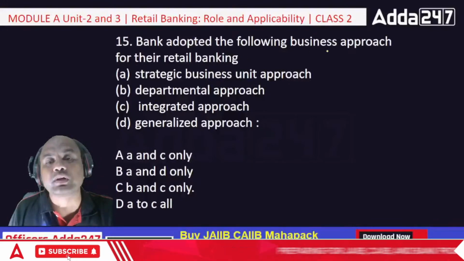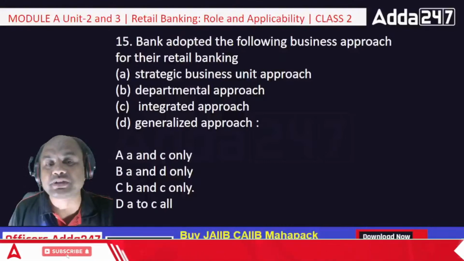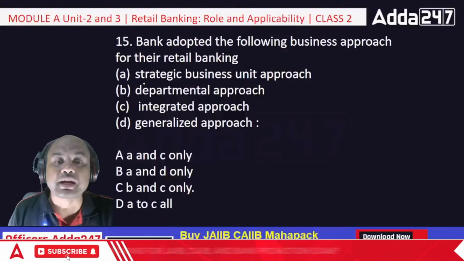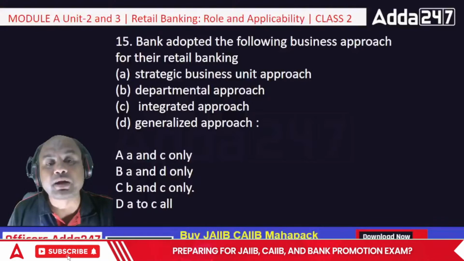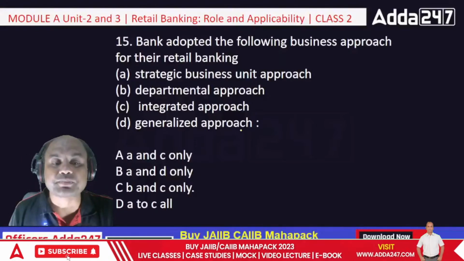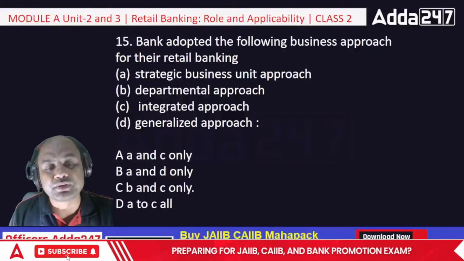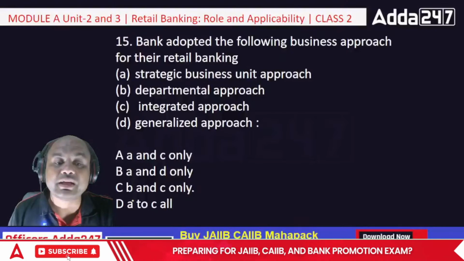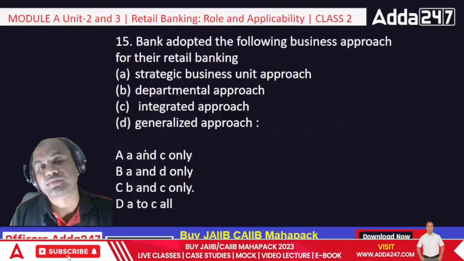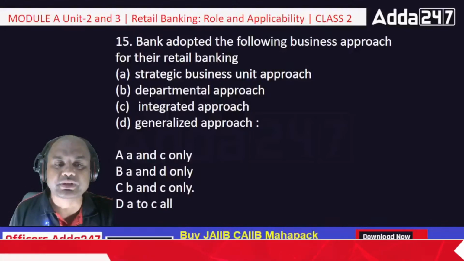Banks adopted the following business approach for retail banking. So which is the approach which they have followed? Strategic business unit, departmental approach, integrated approach, generalized approach. So the answer is A and C only, A and D only, B and C only, A to C all. Now look at this. The answer is D, A to C all.